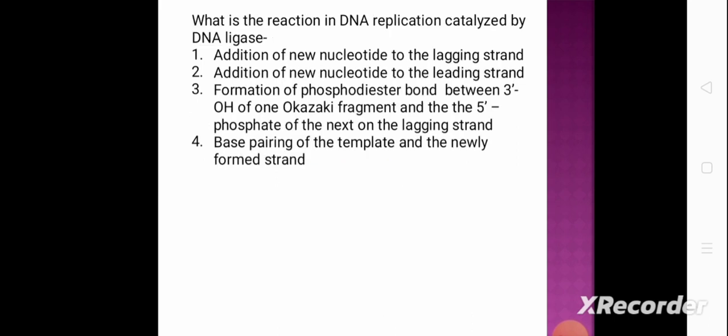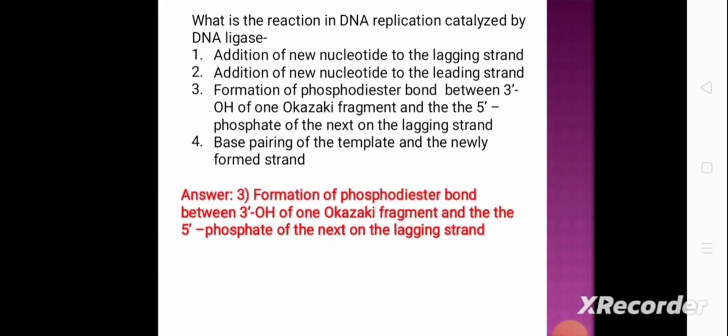What is the reaction in DNA replication catalyzed by DNA ligase? Option 1, addition of new nucleotide to the lagging strand. Option 2, addition of new nucleotide to the leading strand. Option 3 is formation of phosphodiester bond between the 3' OH of one Okazaki fragment and the 5' phosphate of the next nucleotide of the lagging strand. Option 4 is base pairing of the template strand and the newly formed strand. And the correct answer is formation of phosphodiester bond between the 3' OH of one Okazaki fragment and the 5' phosphate of the next on the lagging strand.